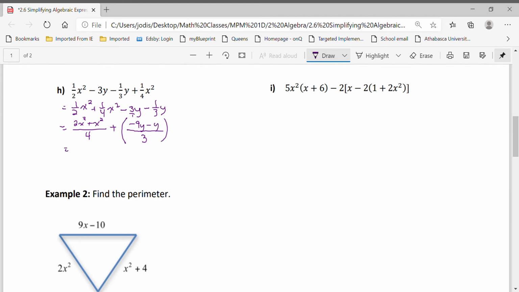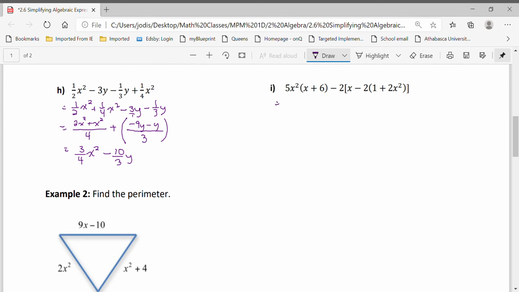Okay, just like before, simplify your top, leave your bottom. So this is 2x squared plus an x squared. So we've got 3 over 4x squared. And then over here, we've got a negative 9y minus another y. So this is going to be minus 10 over 3y. And then that's as simplified as we can get. So watch out for those fraction questions. Make sure you're still using all of your fraction rules.